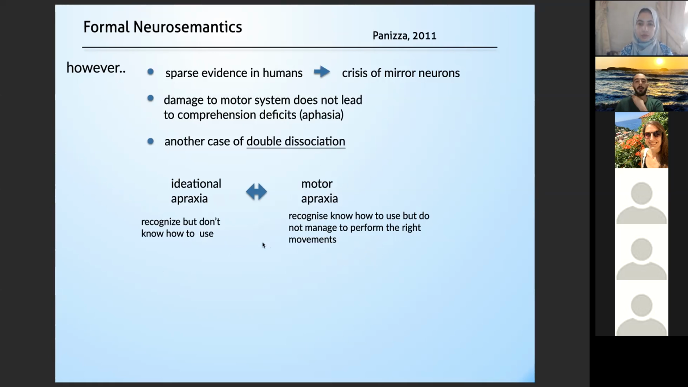With ideational apraxia, you recognize a tool, but you don't know how to use it. With motor apraxia, you recognize a tool, you know how to use it, but you do not manage to perform the correct mechanisms, okay? So for instance, with ideational apraxia, you see a mocha to make a coffee, you know that is a mocha, you know that is to make coffee, but you're not able to, you don't even know how to describe the steps to make coffee. With motor apraxia, you know what it is for, you can tell me exactly the steps how to make coffee, but you're not able to do it yourself.